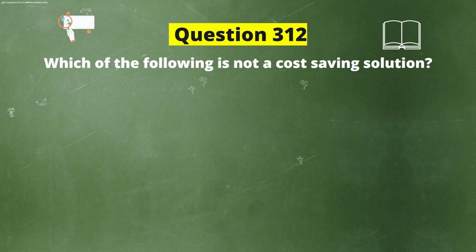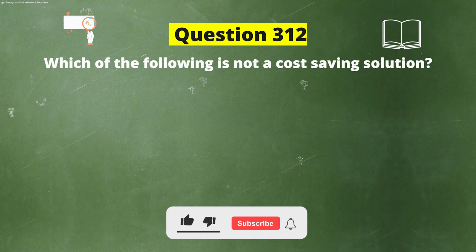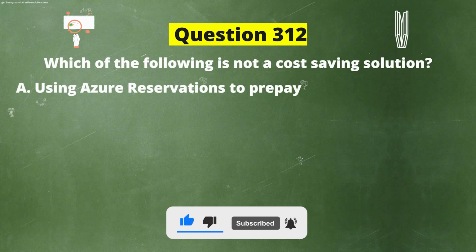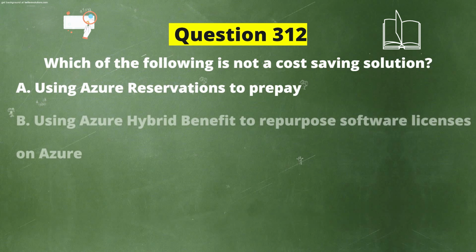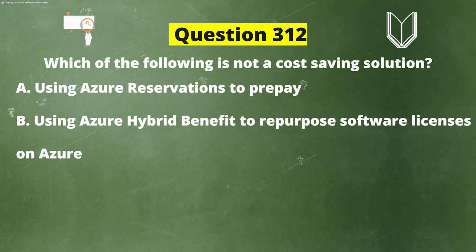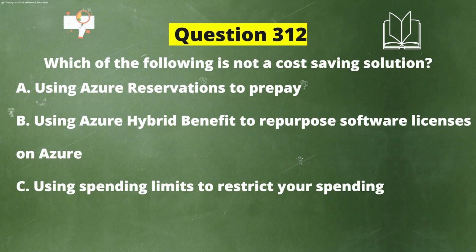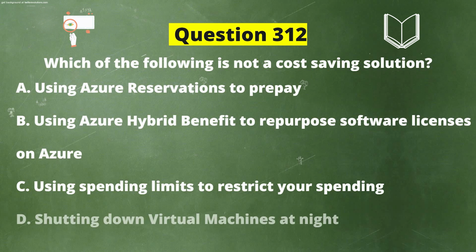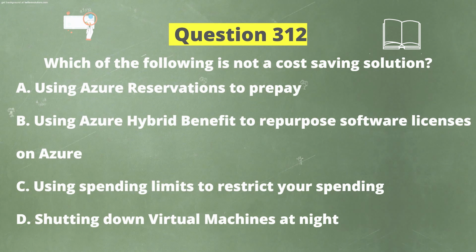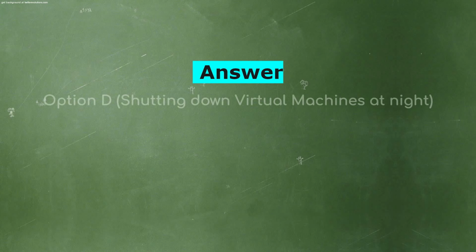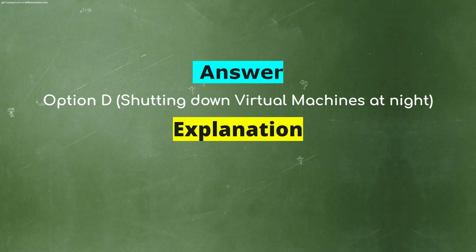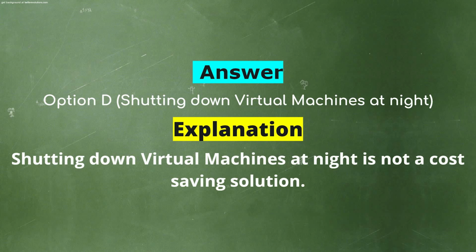Next question. Which of the following is not a cost-saving solution? And the options are A. Using Azure reservations to prepay, B. Using Azure Hybrid Benefit to repurpose software licenses on Azure, C. Using spending limits to restrict your spending, D. Shutting down virtual machines at night. And the correct answer is option D. Shutting down virtual machines at night. Explanation. Shutting down virtual machines at night is not a cost-saving solution.